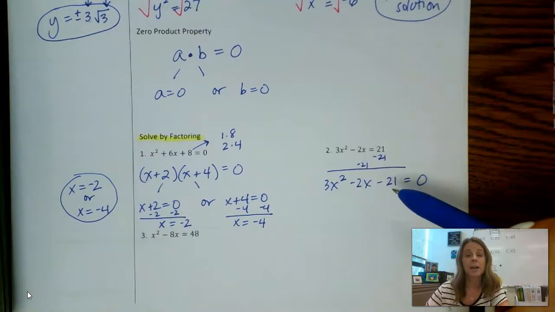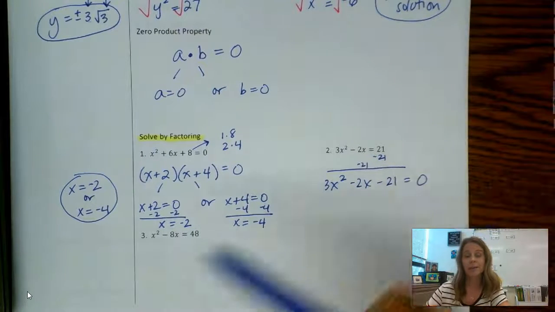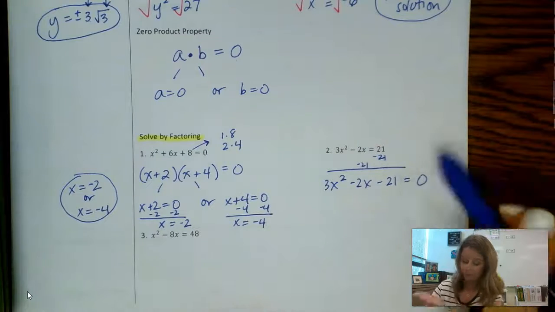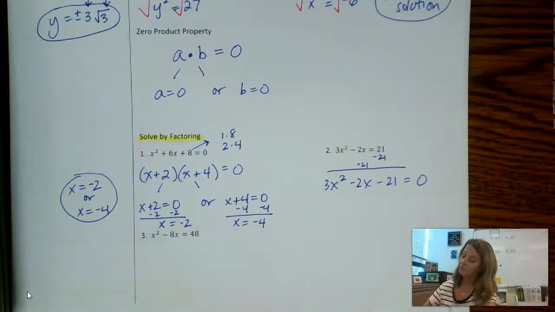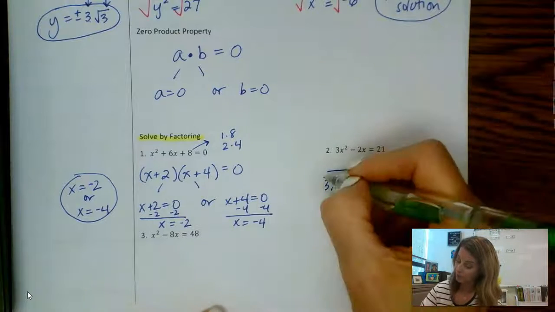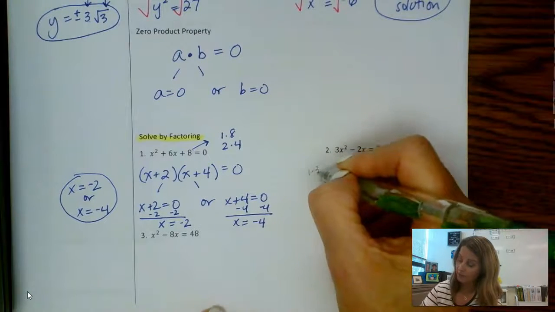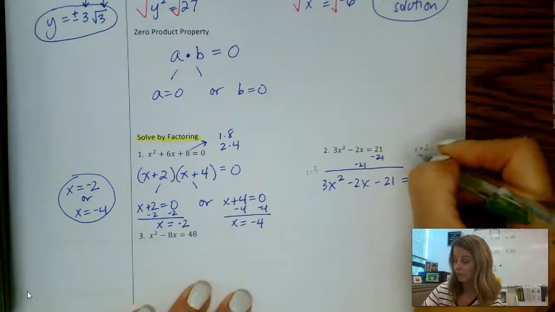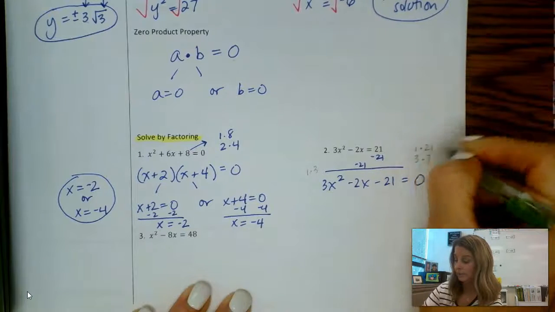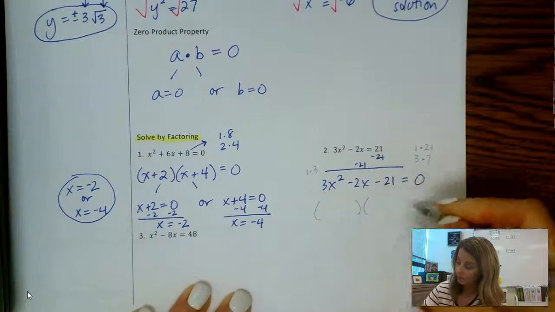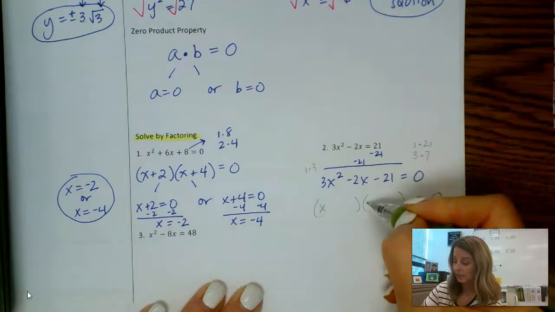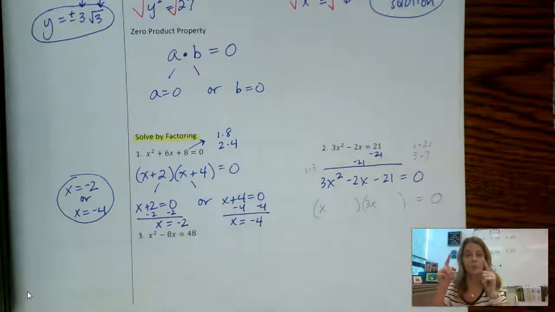If you want to do that split the middle method, or the X method or diamond, whatever you call it, that's fine. So I'm going to switch to pencil here because I might have to rearrange. So I have factors of 3 would only be 1 times 3. Factors of 21, I've got 1 and 21 and a 3 and a 7. So it's got to be 1x and 3x. So x, 3x. And it doesn't matter if I put the 3x and the x in that order, that's fine.